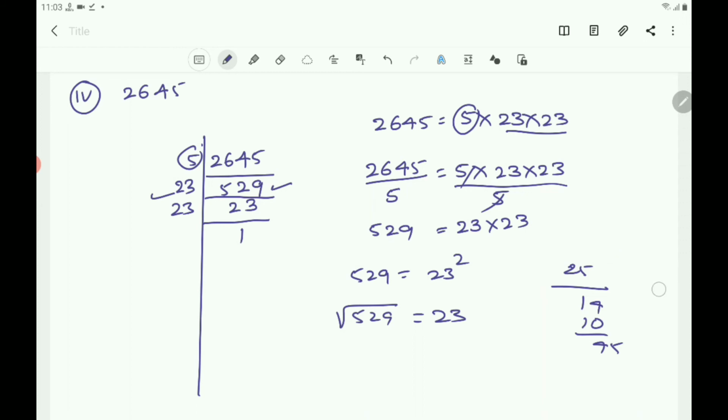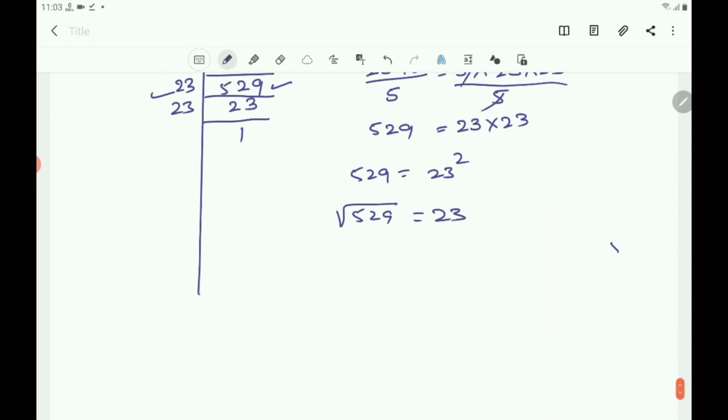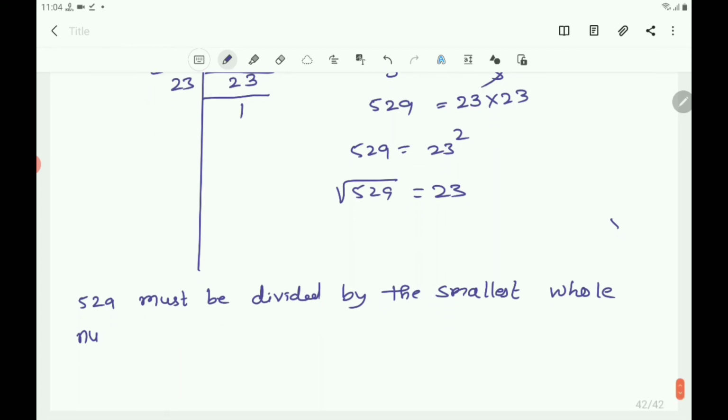So here what you have to find out, you must divide 2645 by the smallest whole number 5 to make it a perfect square.